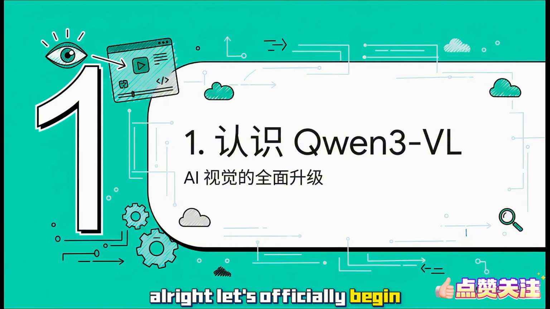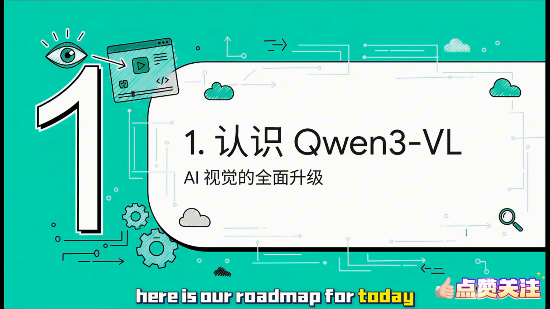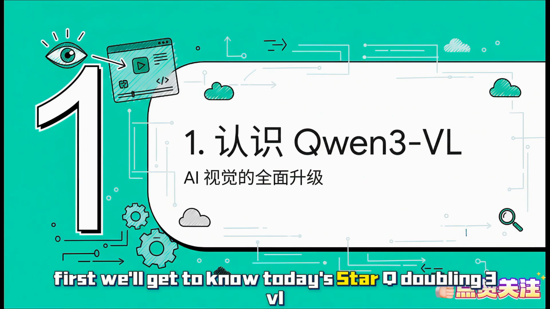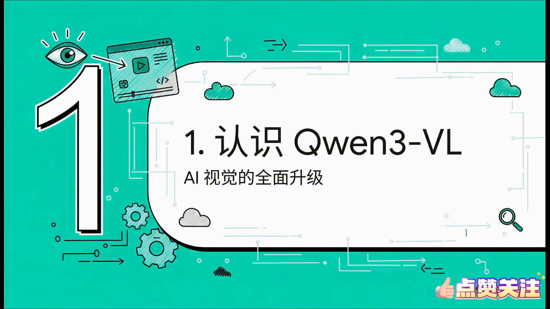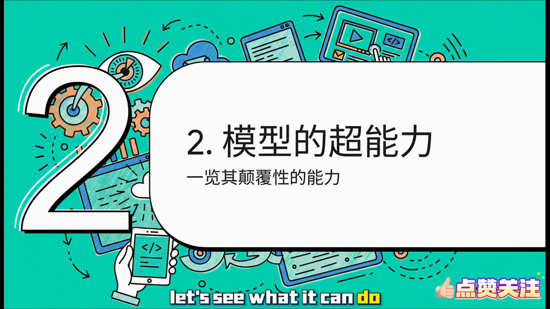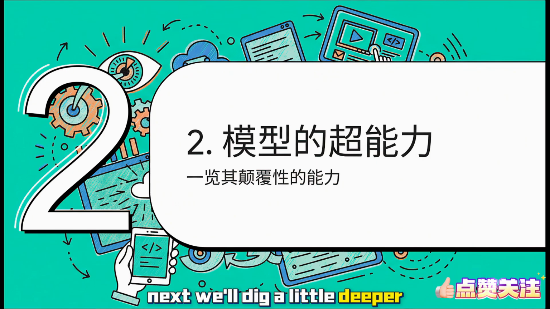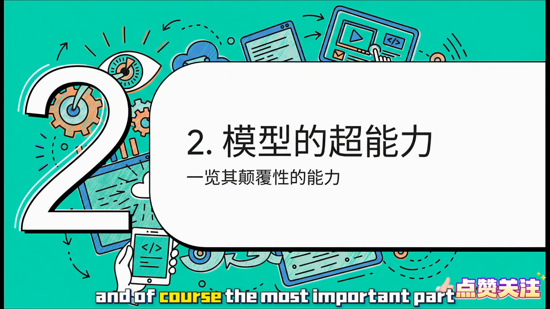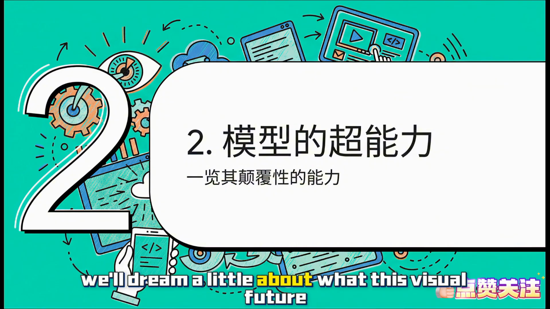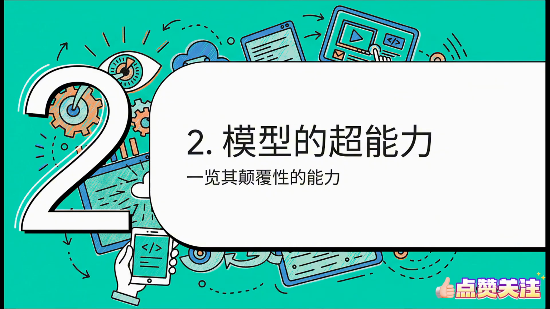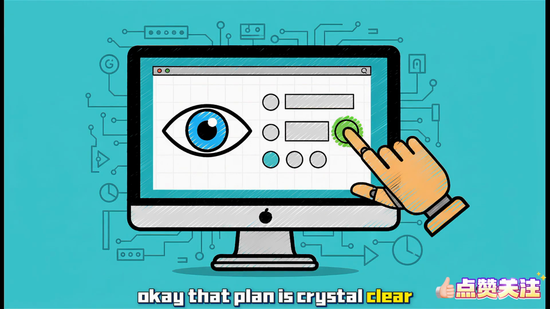Alright, let's officially begin. Here is our roadmap for today. First, we'll get to know today's star, Qwen3VL. Then, we'll see what jaw-dropping superpowers it has. Let's see what it can do. Next, we'll dig a little deeper to see how the magic behind it works. And of course, the most important part, how we can make it work for us. Finally, we'll dream a little about what this visual future might look like. Okay, that plan is crystal clear.